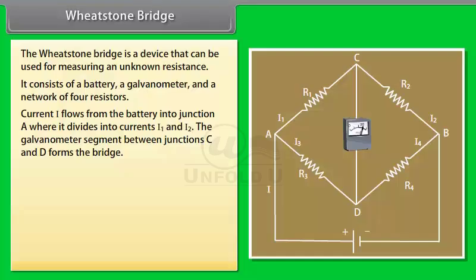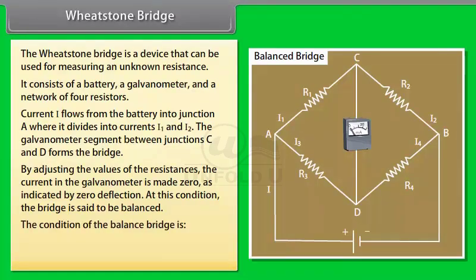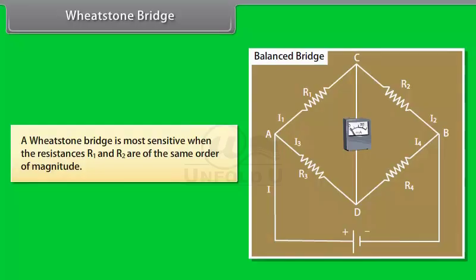The galvanometer segment between junctions C and D forms the bridge. By adjusting the values of the resistances, the current in the galvanometer is made 0, as indicated by zero deflection. At this condition, the bridge is said to be balanced. The condition of the balanced bridge is R1 upon R2 is equal to R3 upon R4. A Wheatstone bridge is most sensitive when the resistances R1 and R2 are of the same order of magnitude.